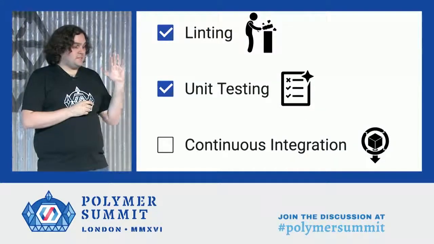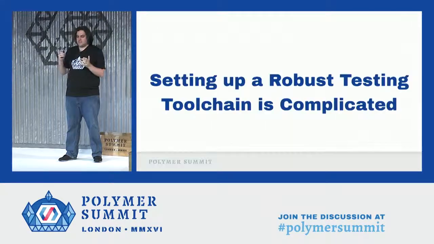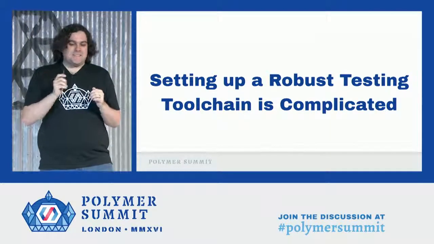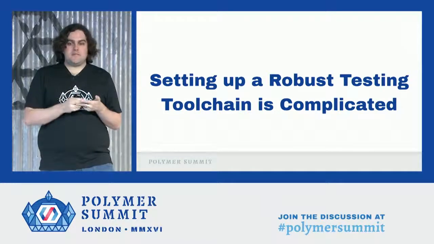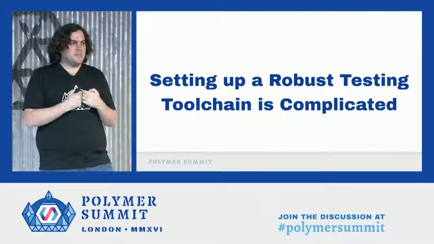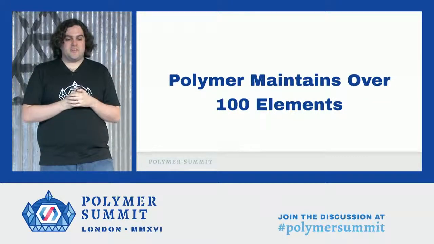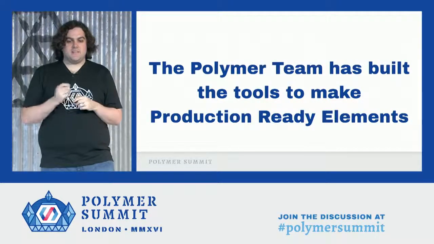All right, we're done with continuous integration. Now, that was a lot of stuff to cover, but you all remember it, right? Well, neither do I. Setting up a robust testing toolchain is super complicated. There's a bunch of tools and configurations spread out across 100 elements, and we on the Polymer team feel that pain because we have to maintain over 100 elements and the tools to make those elements production ready.